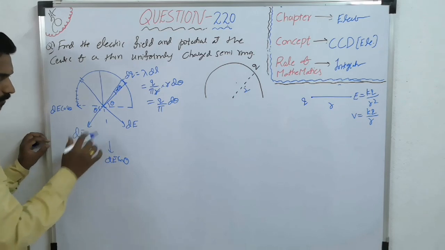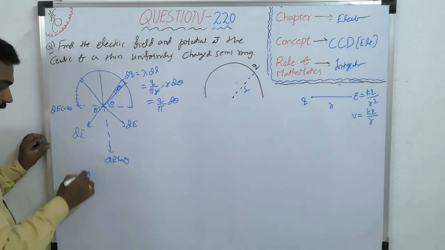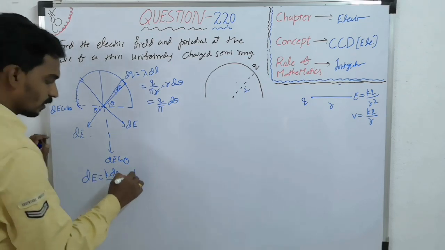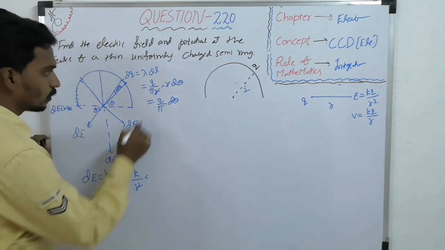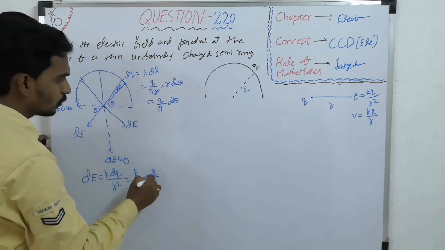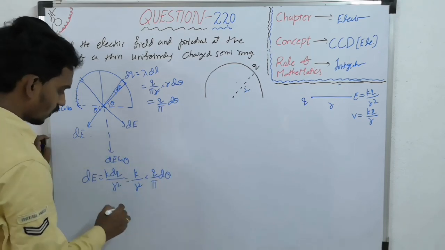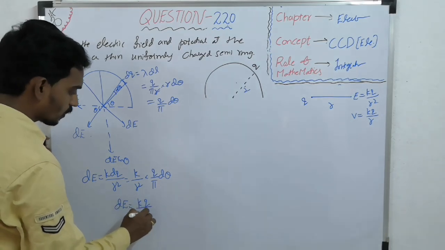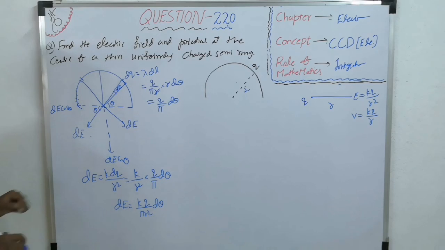Now dE value is how much? K dq by r square. K by r square into dq, how much is dq? Q by pi d theta. So dE is kq by pi r square d theta.